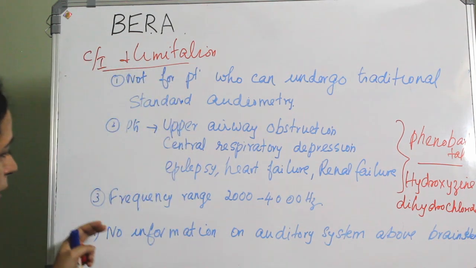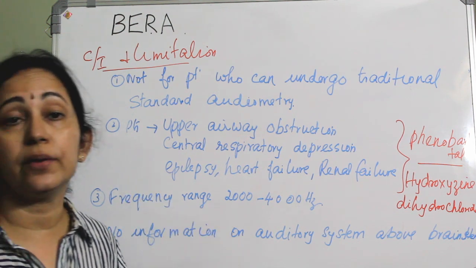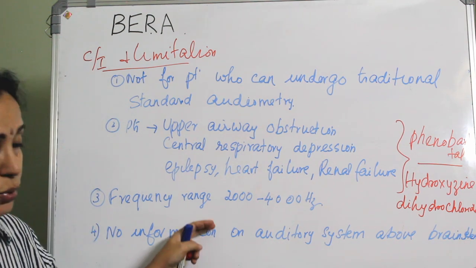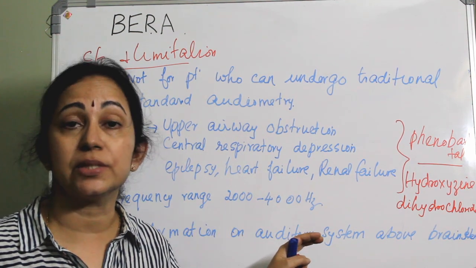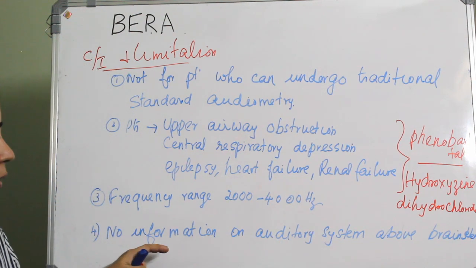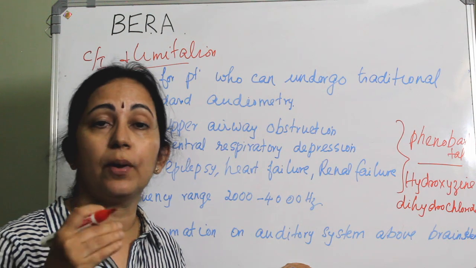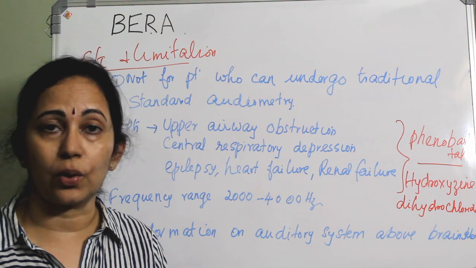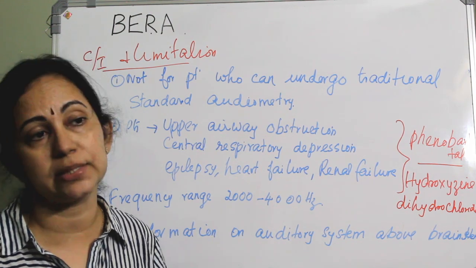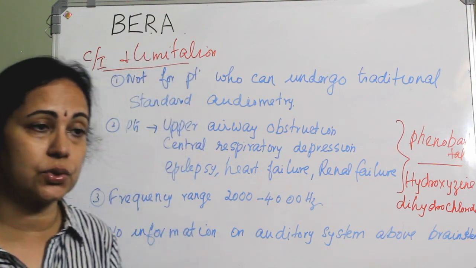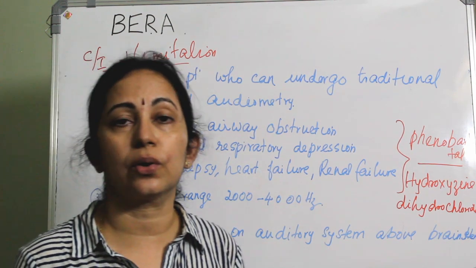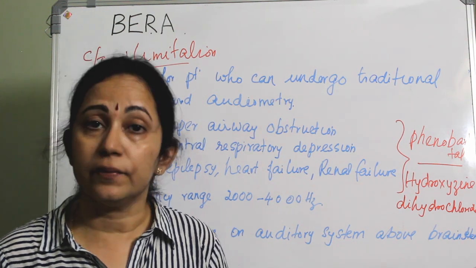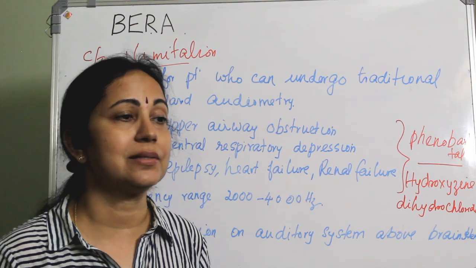That is important. Then this BERA is mainly for high frequency sounds. This works mostly at 2000 to 4000 Hz. So in lower frequencies, this application is very less. And also there is no information on the auditory system above the level of the brainstem. I already told you, at the cortical level, at the auditory center at the cortex, we will not get any information. So that is also a limitation of BERA. But in cases of retrocochlear lesions, in early acoustic neuroma, multiple sclerosis or auditory nerve dysfunction, in all these cases this BERA is an excellent tool.